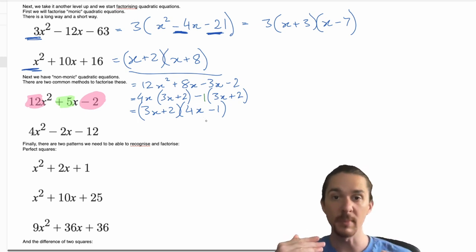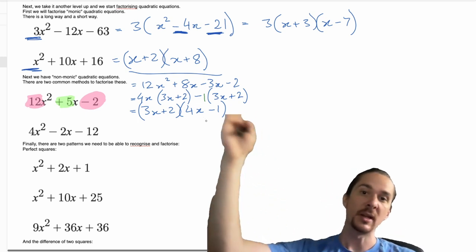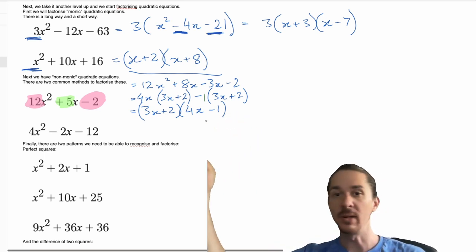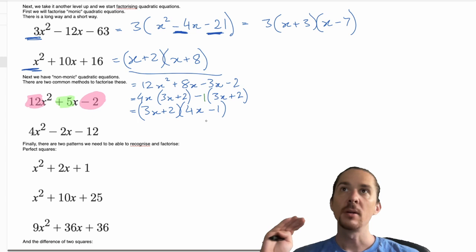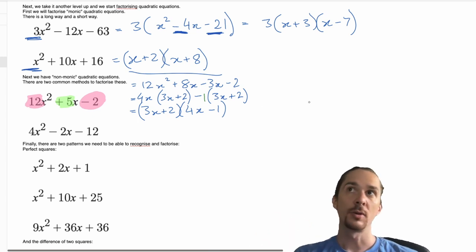We have to do the middle step. There's no way from getting the 8 and the 3 in the first step that we can know what the last step's going to look like. There is another method for factorizing non-monics, which I'm going to show you. It's called the cross method. To do the cross method, we're going to look at this second one here.